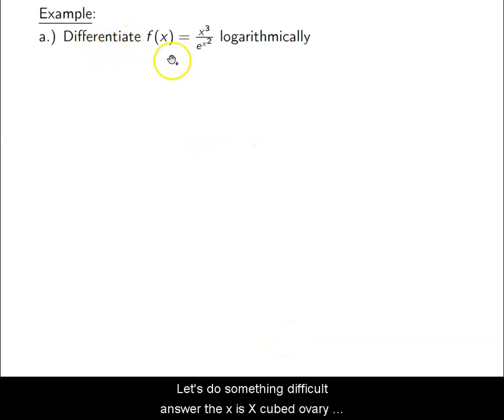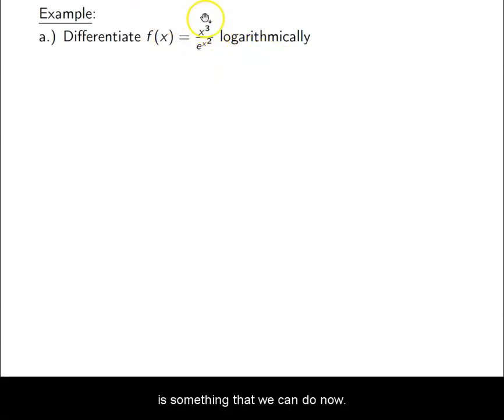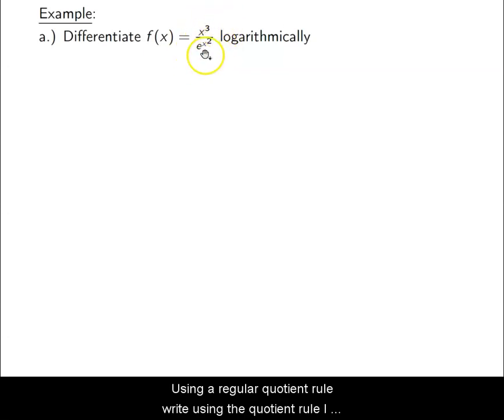Let's do something difficult. F of x is x cubed over e to the x squared. So this isn't actually difficult. This is something that we can do now using a regular quotient rule. Using the quotient rule, I know I'll get 3x squared times e to the x squared minus x cubed times 2x e to the x squared, over e to the x squared, squared. So I can just look at this. Hopefully you can follow that, but this isn't actually too difficult to use. It's the quotient rule and the chain rule because of this bottom function, but we've been doing this quite a bit, so we know how to do this.